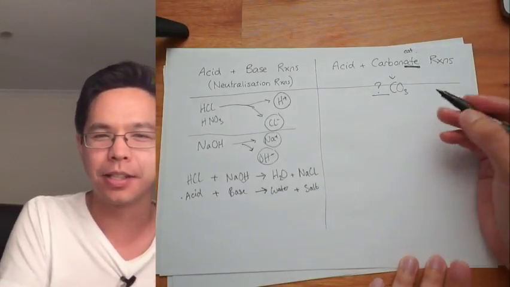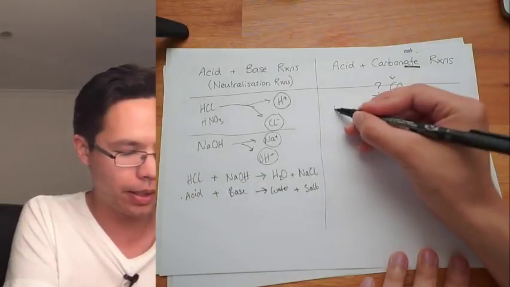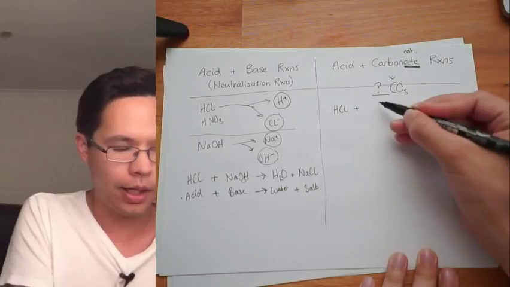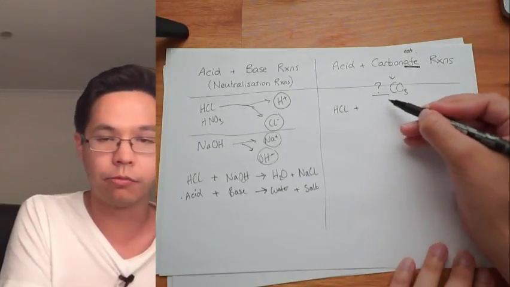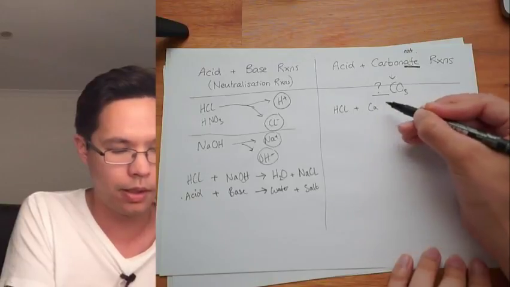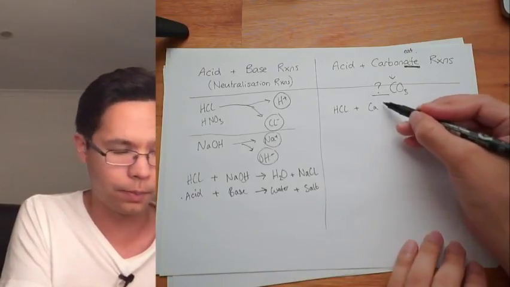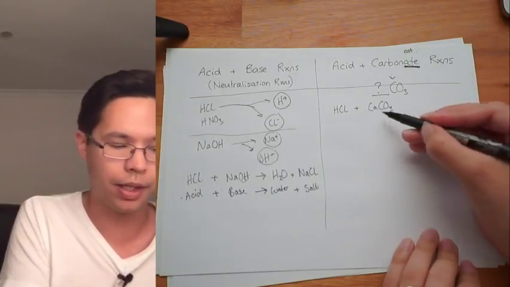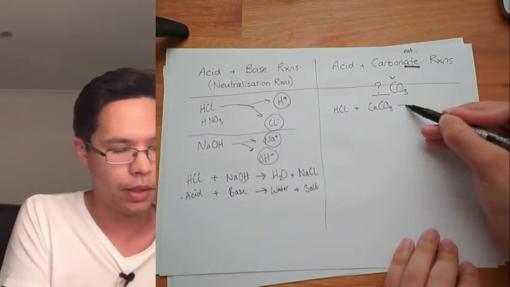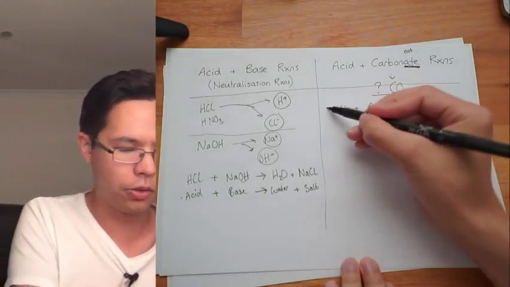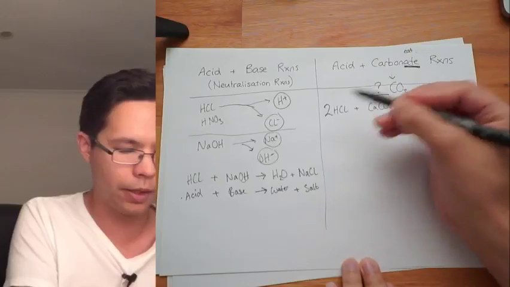Okay, acid and carbonate, so that'll be things like the hydrochloric acid again, so HCl, and I'm going to use a relatively simple carbonate compound, calcium carbonate. Calcium is a 2+ ion, carbonate is a 2- ion, so they pair together in a 1-to-1 ratio. So what's going to happen? Well, I'm actually going to need 2 lots of this, so I'm going to put a 2 here for now.